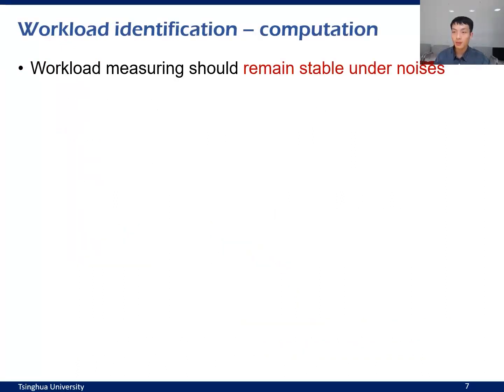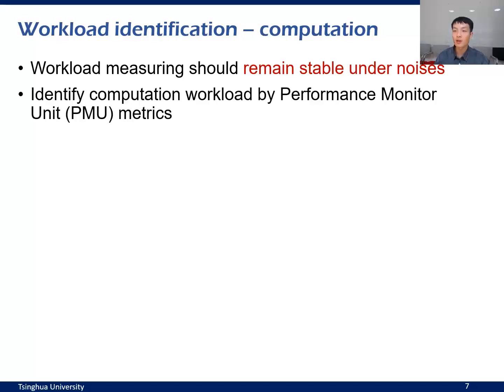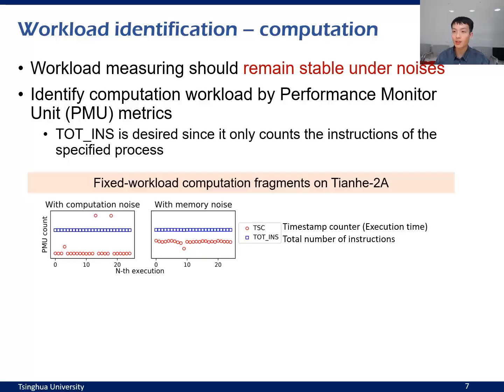We discuss the computation workload at first. The metric measuring workload should remain stable under noises. We choose PMU metrics to represent computation workload. Among hundreds of PMU metrics, the total number of instructions is an ideal metric, since it is related to workload. More importantly, it only counts the instructions of application processes but not other noises.